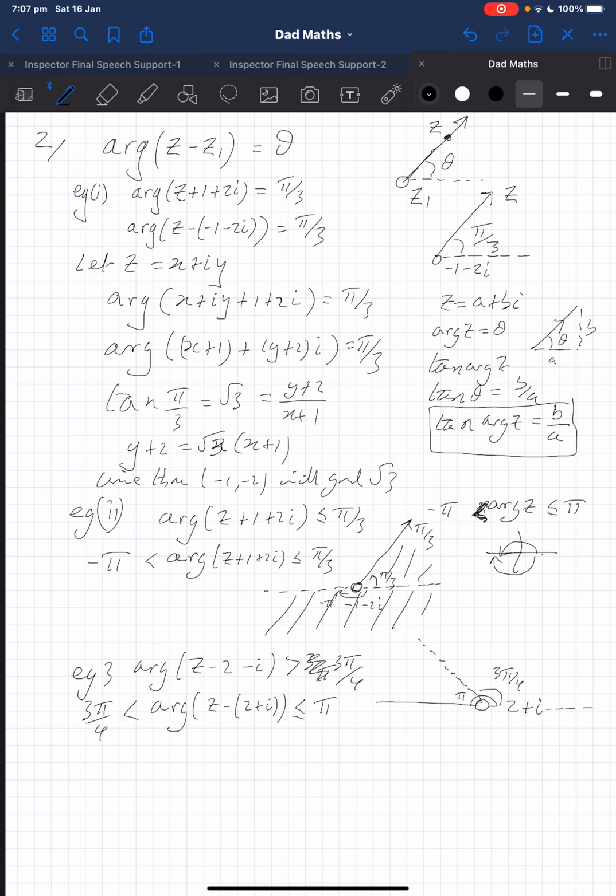And so the region for which the argument of z minus 2 plus i is between 3 pi over 4 and pi, excluding 3 pi over 4 but including pi, will be this area here that I'm shading in, where the ray coming from 2 plus i at an angle of 3 pi over 4 is not included in the region, but the ray making an angle of pi with 2 plus i is included.